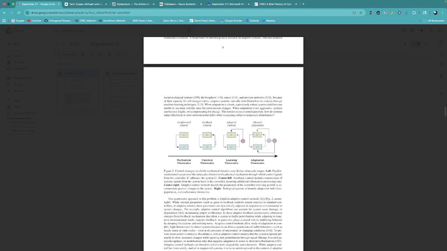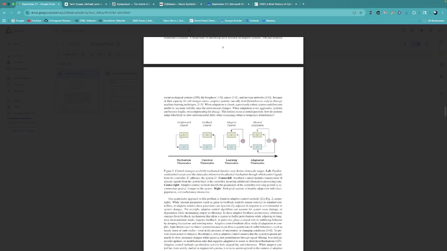So they actually do some things with feedback and control here. So they have these different time scales. They have the mechanism time scale, the function time scale, the learning time scale, and the adaptation time scale. And this gives us some additional control systems and cybernetic motifs to work through.